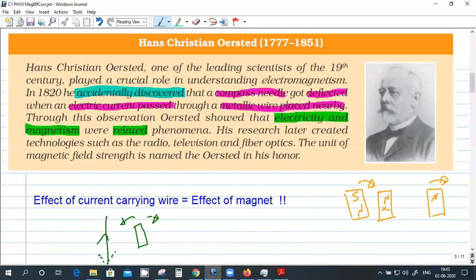Now I remove the bar magnet and replace it with a current carrying wire. So we can see the effect of a current carrying wire is the same as the effect of a magnet.